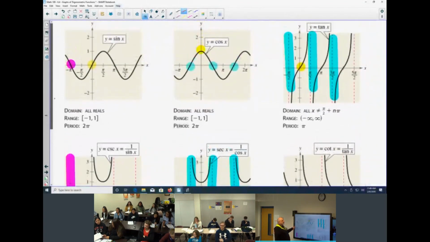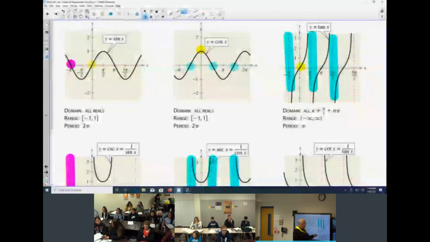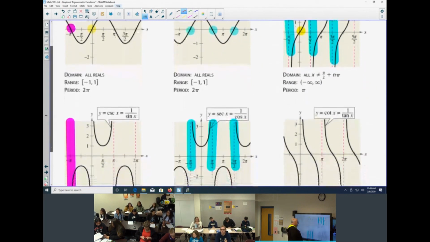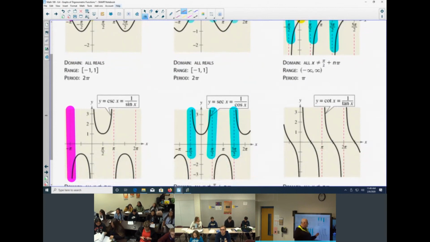Tangent and cotangent also look similar. Tangent is always increasing from left to right. Cotangent is decreasing from left to right. Again, you need to have the vertical asymptotes right. With tangent, it goes through the origin, and the vertical asymptotes are at -pi halves, pi halves, 3 pi halves, and so on. Whereas for cotangent, the vertical asymptotes are multiples of pi: 0, pi, 2 pi, 3 pi, and so on.